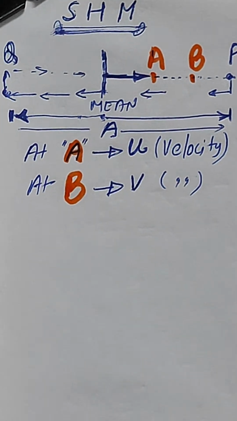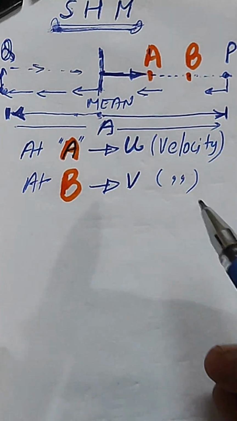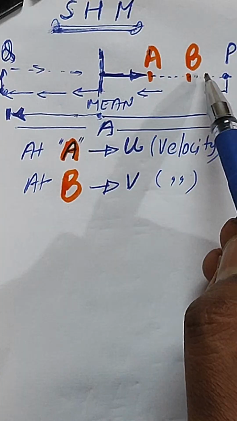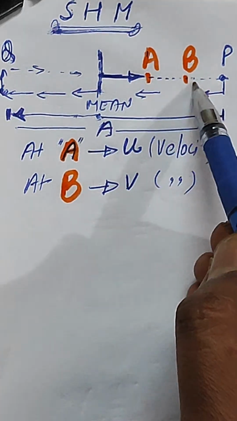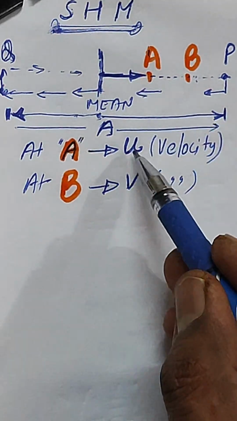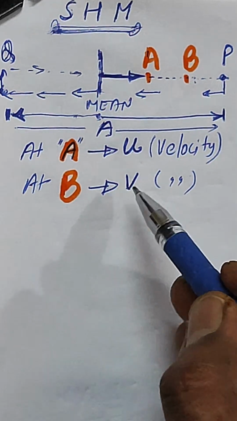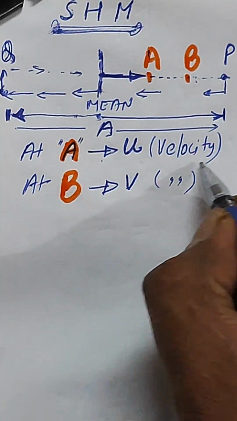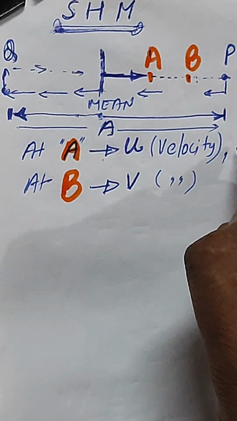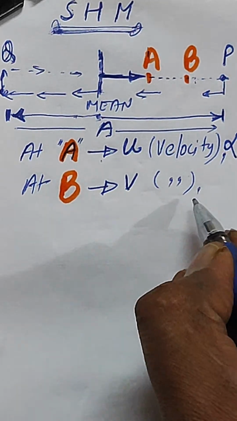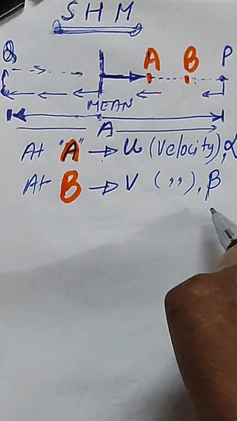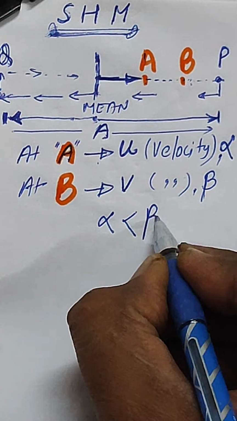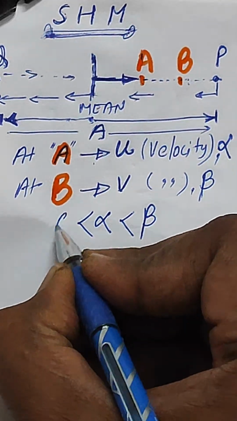So in this question it has been given that the particle executes SHM in a straight line such that in two of its positions, let us say A and B, the velocities are u and v respectively, and the corresponding accelerations are alpha and beta. At A, the acceleration is alpha, and at B, the acceleration is beta, and the condition is such that alpha is less than beta and alpha is greater than 0.